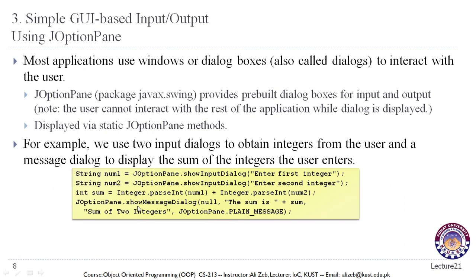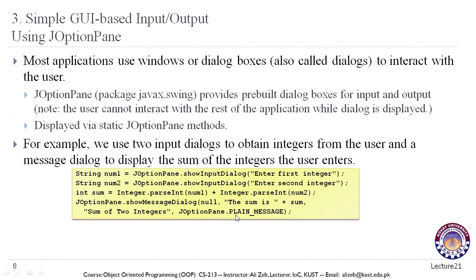JOptionPane.showMessageDialog. The sum is, for example, will be displayed on the screen. Sum of two integers, JOptionPane plain message will be displayed. We'll see what these arguments mean. This argument shows us the position of the dialog box on the screen. The null value will display the dialog box in the middle of the screen.